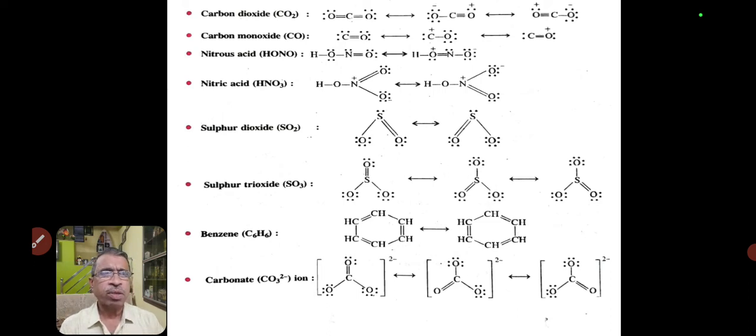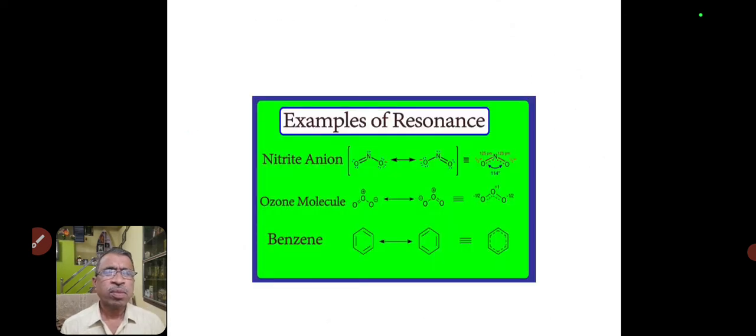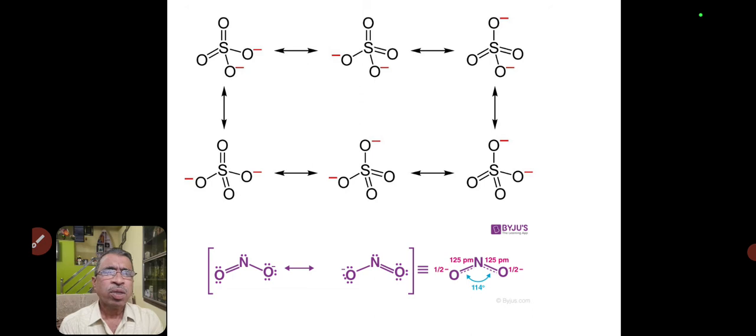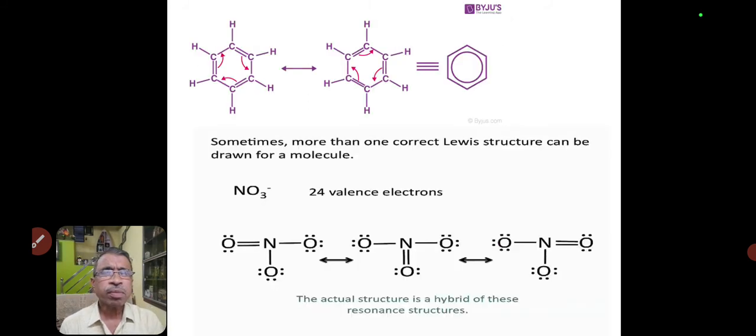Even in radicals, we have a carbonate ion which is shown by 3 resonating structures. In this slide also, we have shown the nitrite anion, ozone molecule, and also benzene. So this is a slide that shows the resonating structures of sulfate ions. Students, you must be able to practice writing the resonating structures of the various molecules and also the radicals. This slide also shows the resonating structures of the nitrate ion as well as benzene.